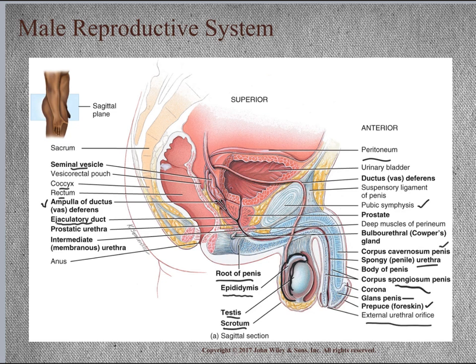Another accessory gland, the prostate, and the portion of the urethra that goes through it. We have the prostatic urethra here. And then we have our third, the intermediate or membranous urethra, where that urogenital diaphragm goes through, so that's the third part of the urethra. And then ultimately our anus.